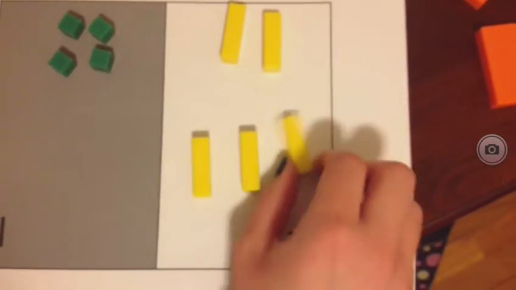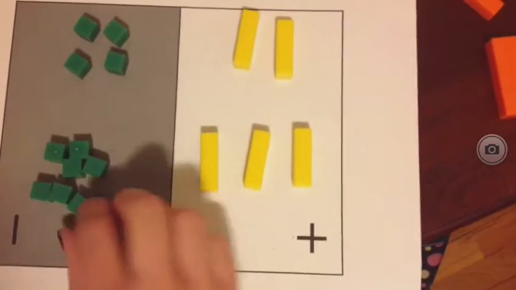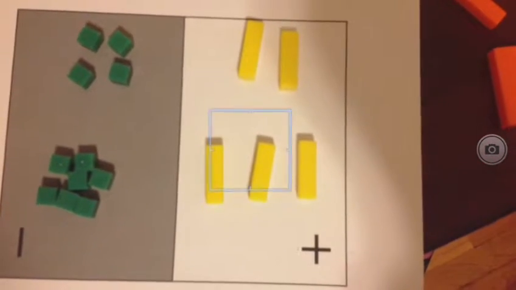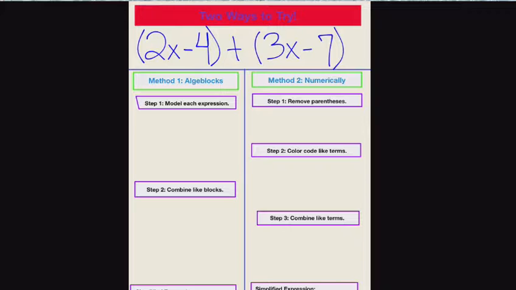Now I'm going to show 3x minus 7. So I'm going to take 3 x's and put them over on my positive side here. And I'm going to take 7 green cubes and put them over on my negative side here. So again, I've got 3x minus 7 showing on the bottom here. Go ahead and take a picture, and drop that into GoodNotes.